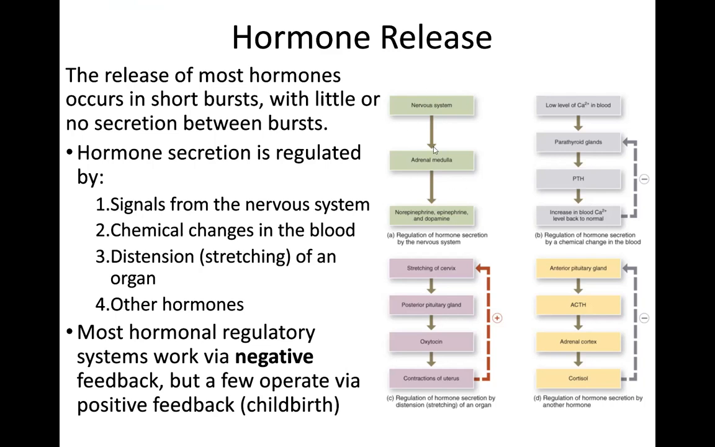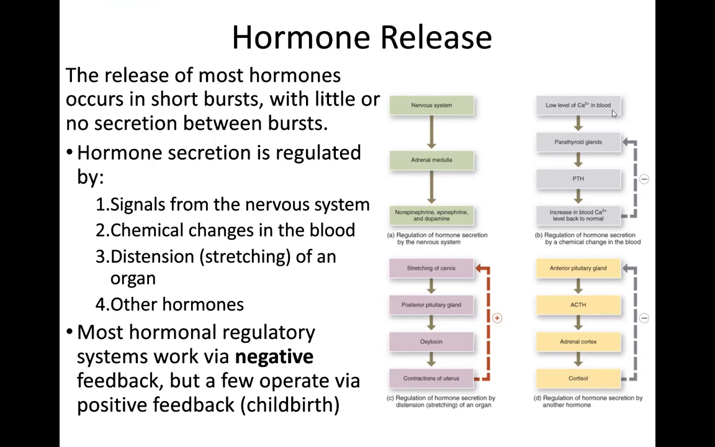Okay. I was just talking about how if your blood sugar is high, you'll release insulin. If your blood sugar is low, you release glucagon. Those are examples of number two, chemical changes in the blood. Now that's not what's shown here. Okay. They're showing in this case calcium levels in the blood.